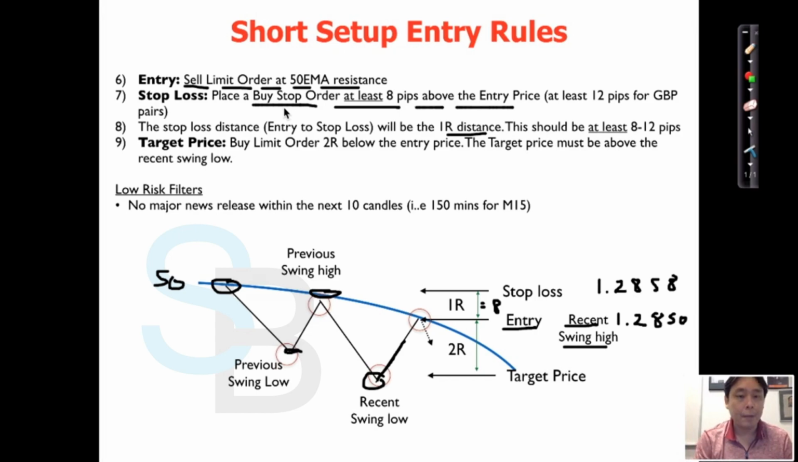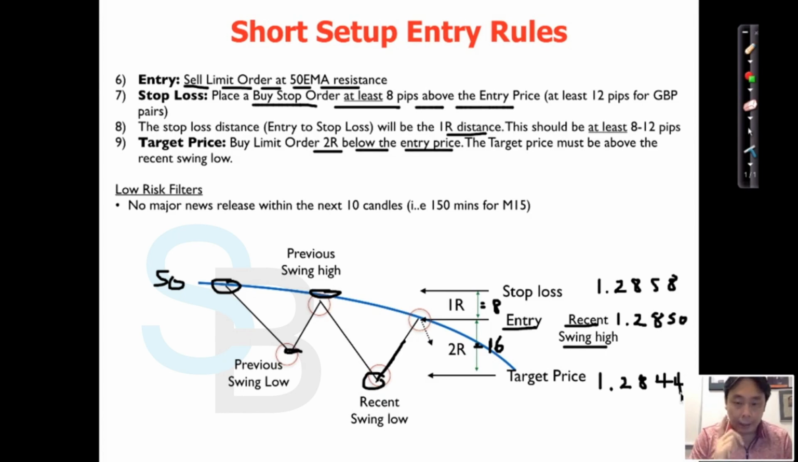And next, my target price would be placed 2R below the entry price. So if 1R is 8 pips, 2R is 16 pips, that's right, okay? So my target price would be 16 pips below the entry price. So 2850 minus 16 would be 1.2844, for example. All right? There we go.